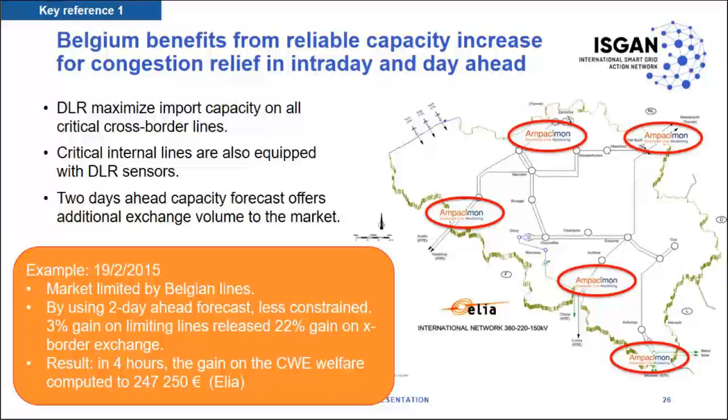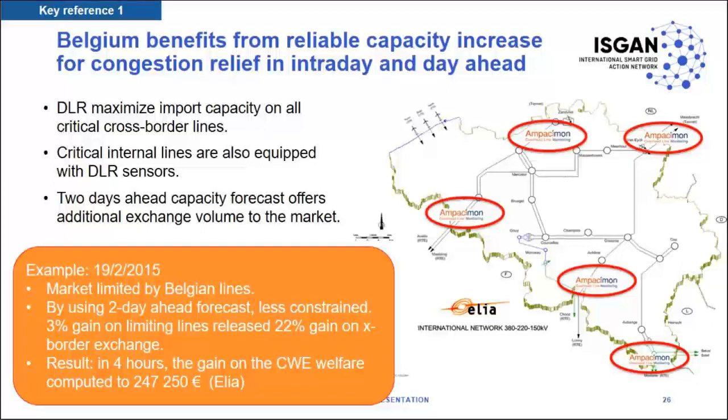The first example is the benefit of increasing cross-border trade. In Belgium, all cross-border lines to its neighbours, namely Netherlands, France and Luxembourg, are equipped with dynamic line rating systems. Also, most of the internal 380 kV grid is monitored with our system. On the 19th of February 2015, the 2-day ahead forecast showed that the demand would be high due to typical winter temperatures around 0 degrees Celsius, and also the local supply was tight because of nuclear power plant outages. This meant that there was a high reliance on importing neighbours' cheaper supply.